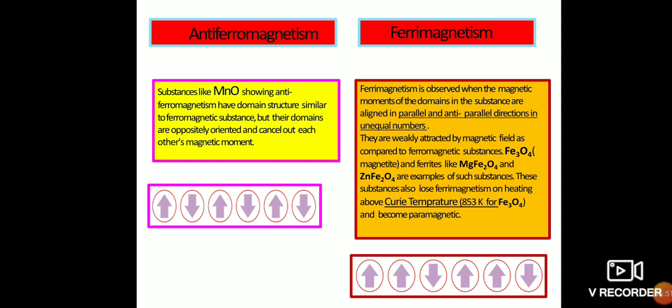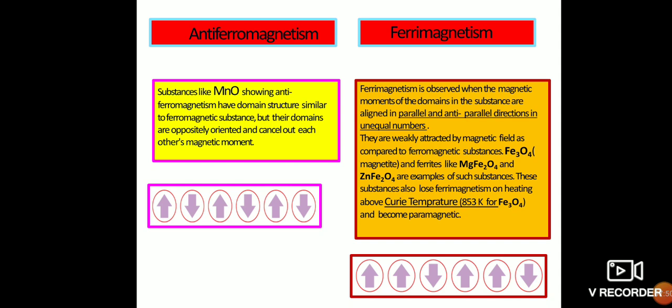Next is ferrimagnetism. These are very important solids. Ferrimagnetism is observed when the magnetic moments of the domains in the substance are aligned in parallel and in anti-parallel directions in unequal numbers. They are weakly attracted by the magnetic field as compared to ferromagnetic substances. Magnetite, magnesium ferrite, zinc ferrite are typical examples of these ferrimagnetic substances. When these substances are heated above a particular temperature, known as the Curie temperature, these substances become paramagnetic, meaning they lose their magnetism.